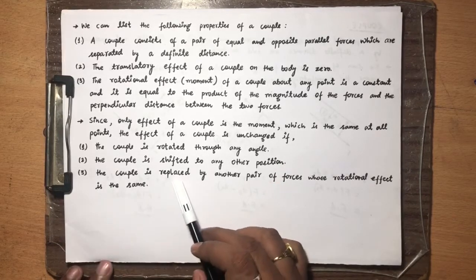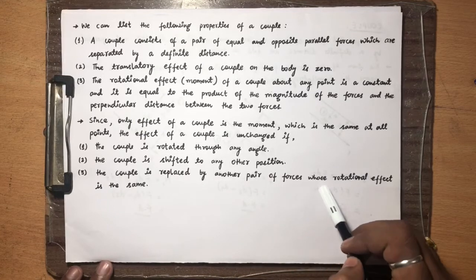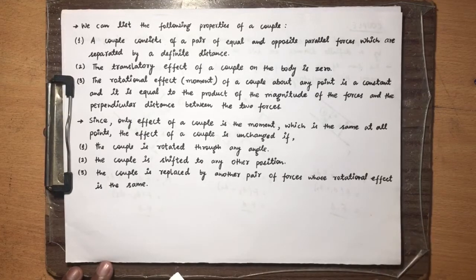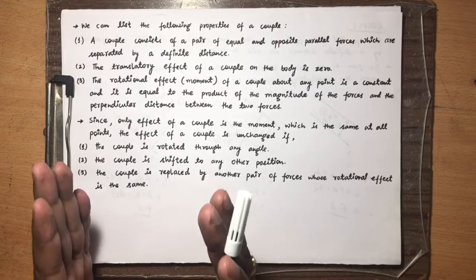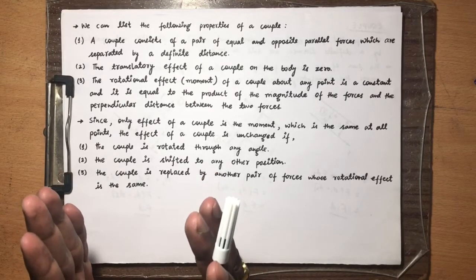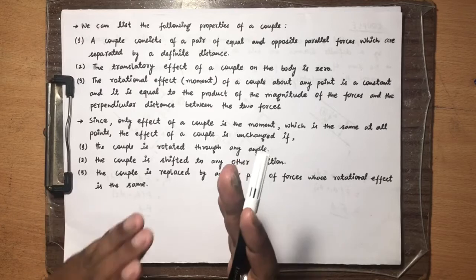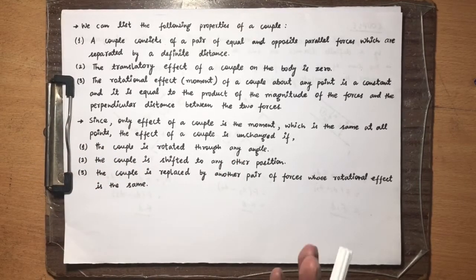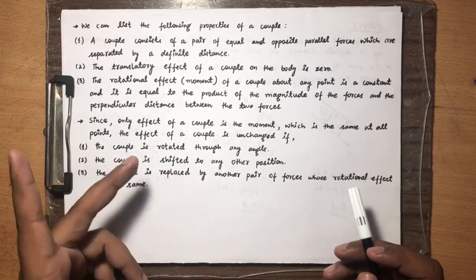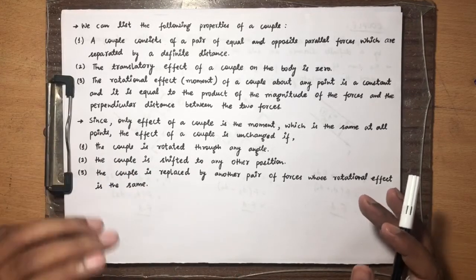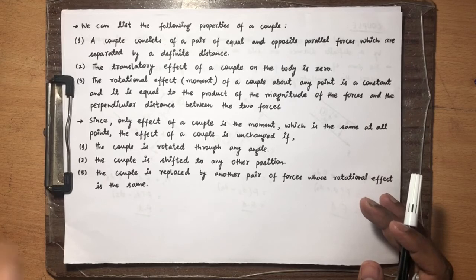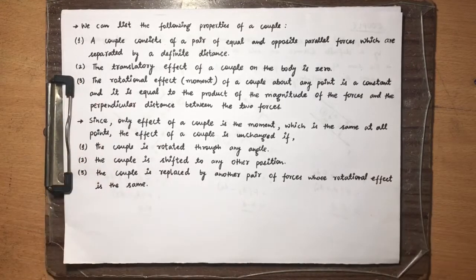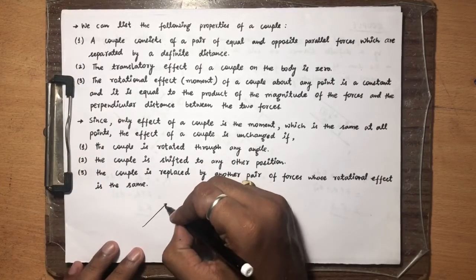The couple can be replaced by another pair of forces whose rotational effect is the same. Okay, so if we have a set of forces F1 and F1, and we replace it by another pair F2 and F2, that couple is made up of two equal forces F2. If their rotational effect is the same, nothing is going to change. What does it mean? Let me show you.